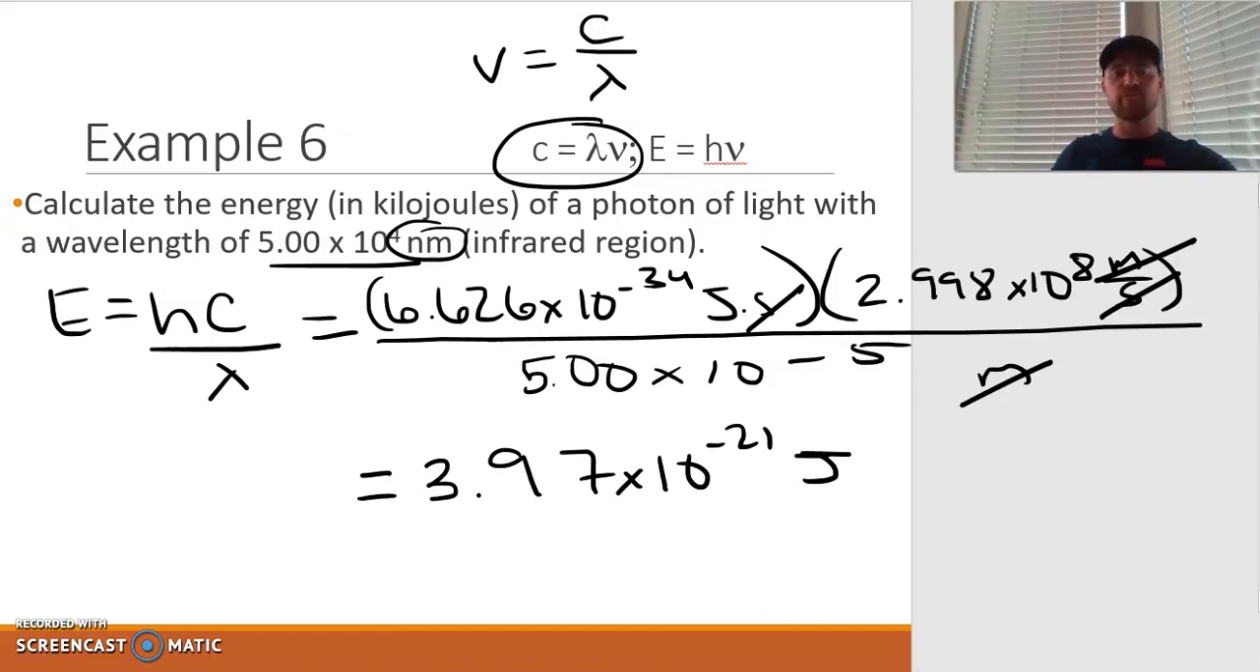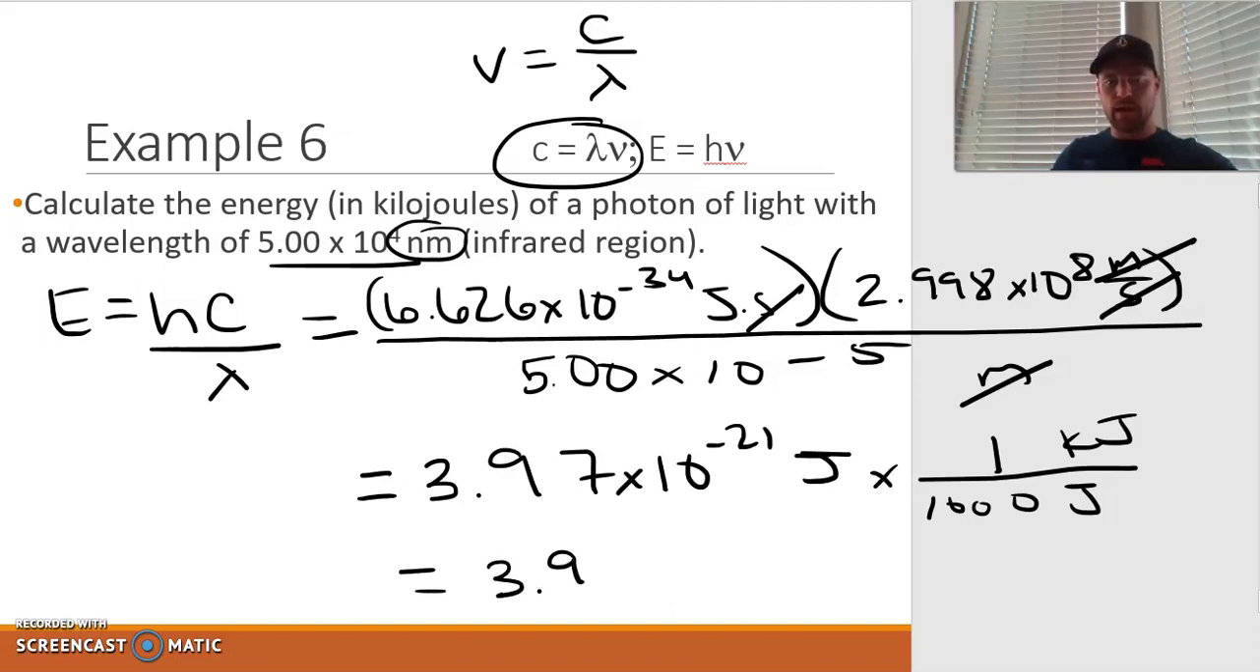But I have to convert this to kilojoules, and so I'm going to do a metric conversion. To go from joules to kilojoules, I know there are 1,000 joules in 1 kilojoule. And so that would make my answer 3.97 times 10 to the negative 24th kilojoules.